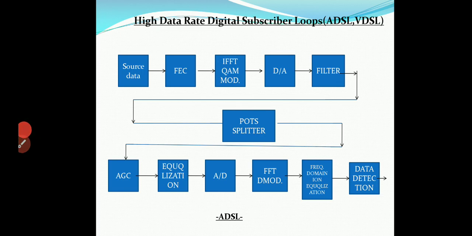Now let's talk about the next technology, that is HDSL, the high data rate digital subscriber loop. ADSL, the asymmetric digital subscriber loop, and VDSL, the very high bit rate DSL, are part of the digital subscriber loop family.